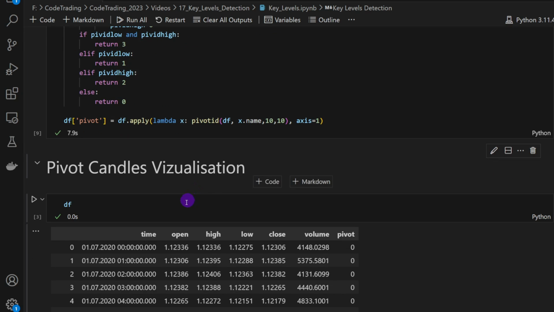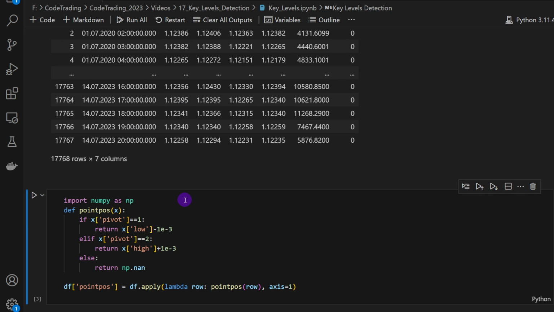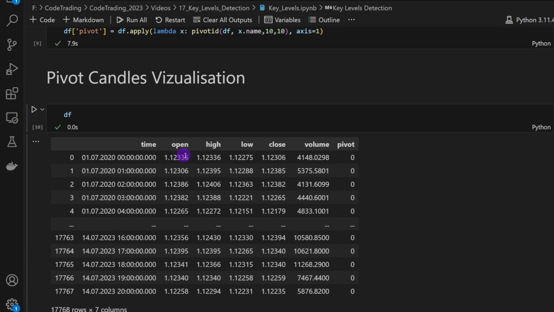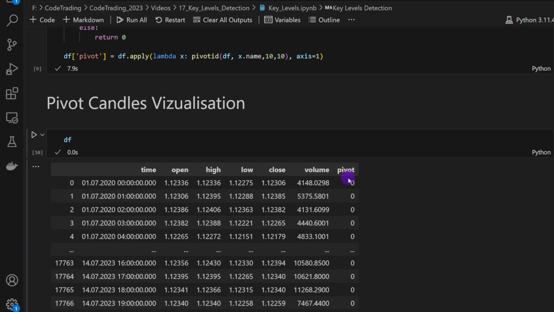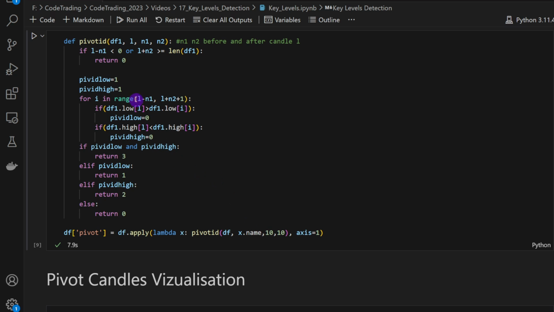So now we can check the content of our data frame. I'm running this, and we have the time, open, high, low, close, and volume columns, but we also have the additional column that we've just computed, the pivot column. Notice that most of the signals are 0, which is good. So we don't want all our candles to return a signal, only those satisfying these conditions.